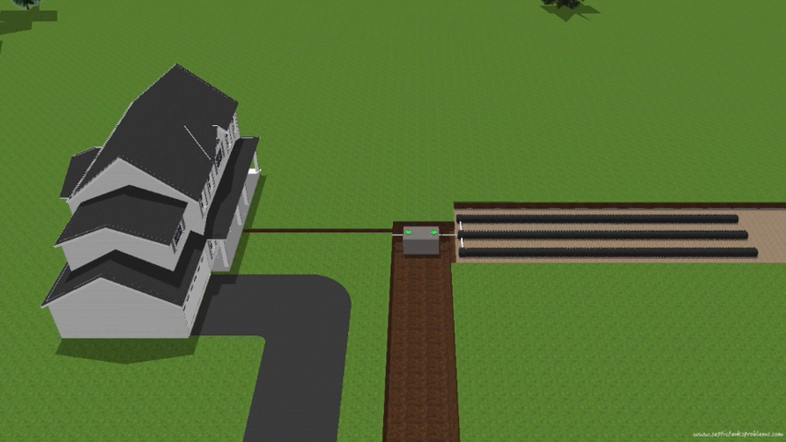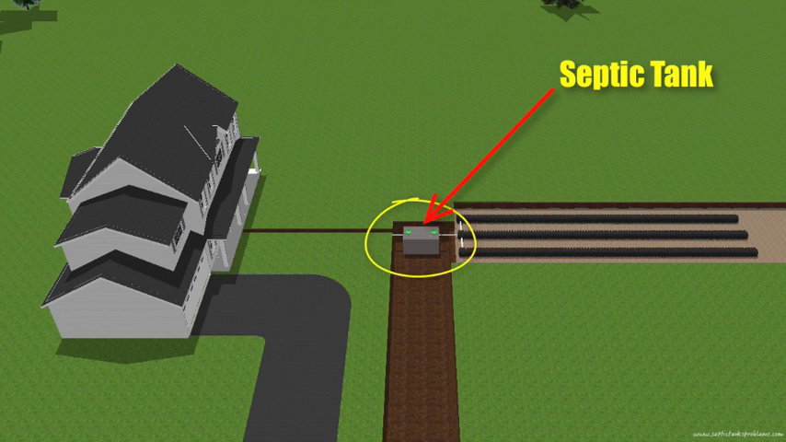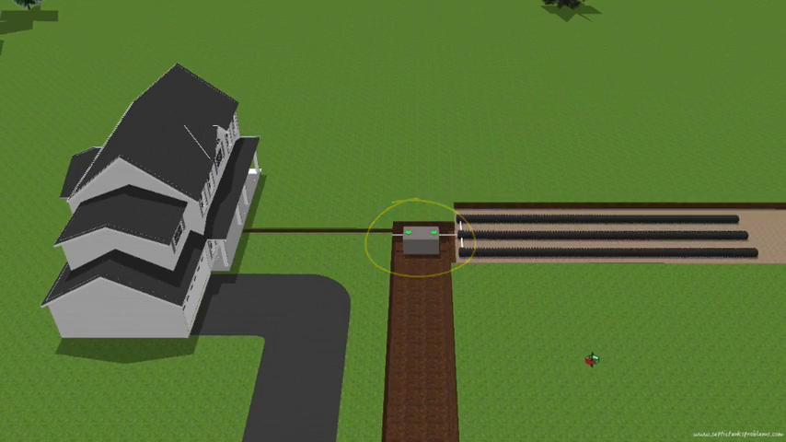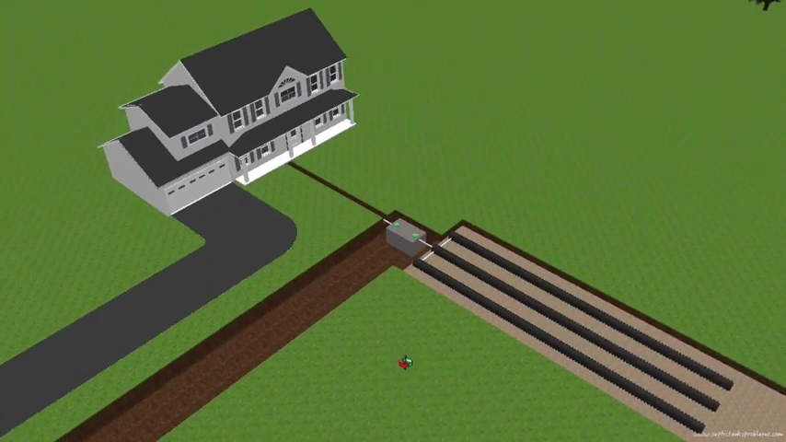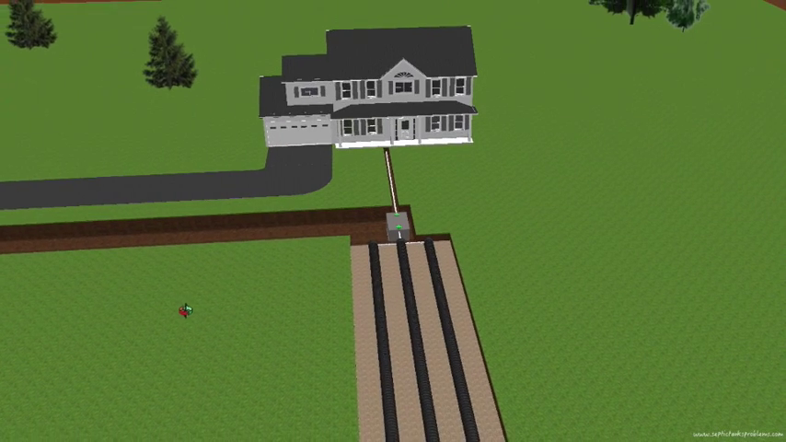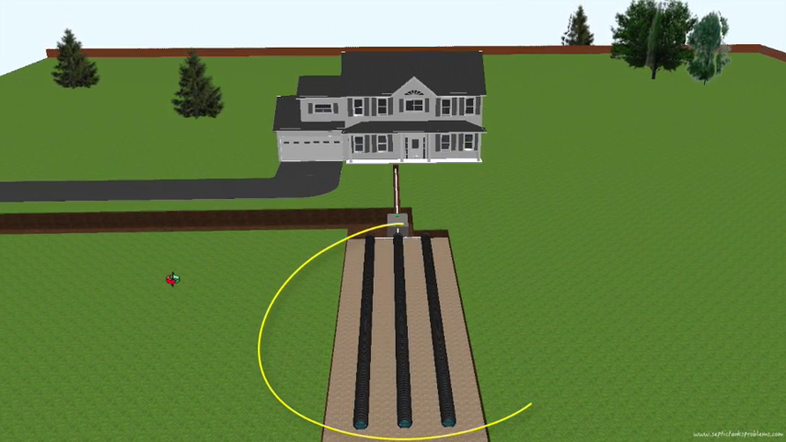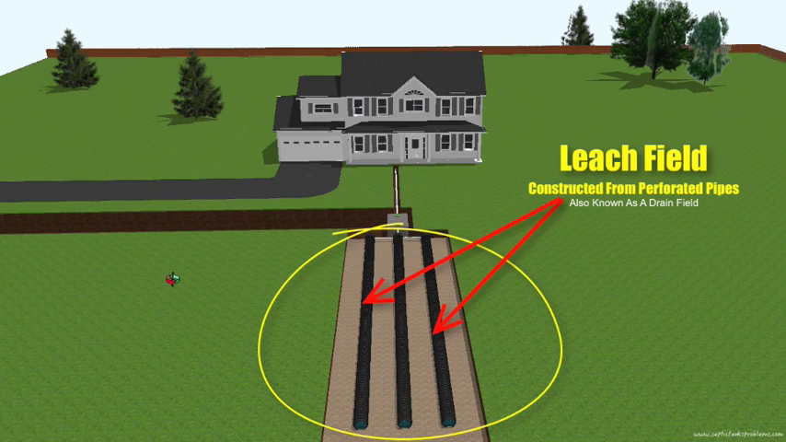So, what is a septic system? A septic system is an on-site wastewater treatment system. And a septic system comprises two main components. A septic tank, which is a buried watertight container, typically made of concrete, fiberglass or plastic. The second is a drain field, or leach field as it's sometimes known. The drain field is a system of distribution pipes and gravel. And the drain field allows wastewater to be biologically treated by the surrounding soil.